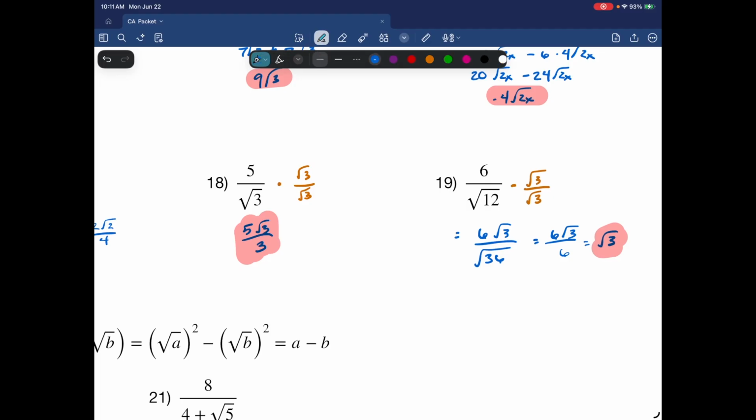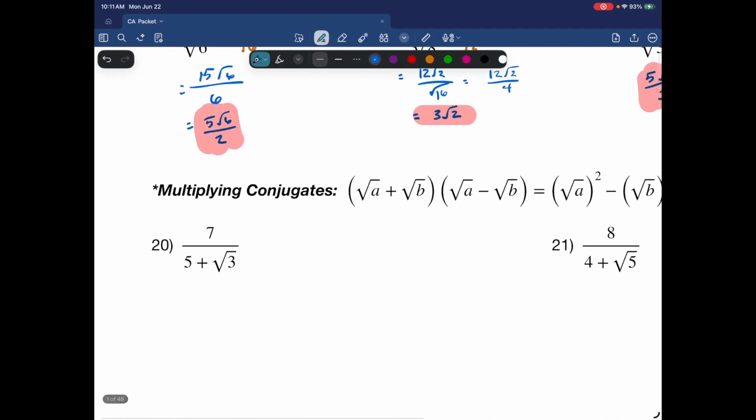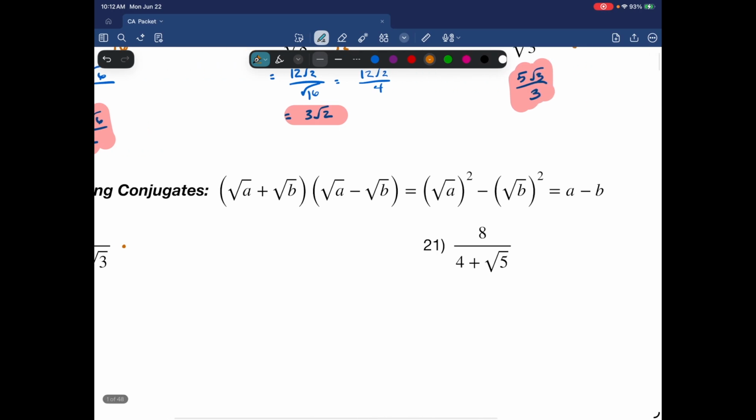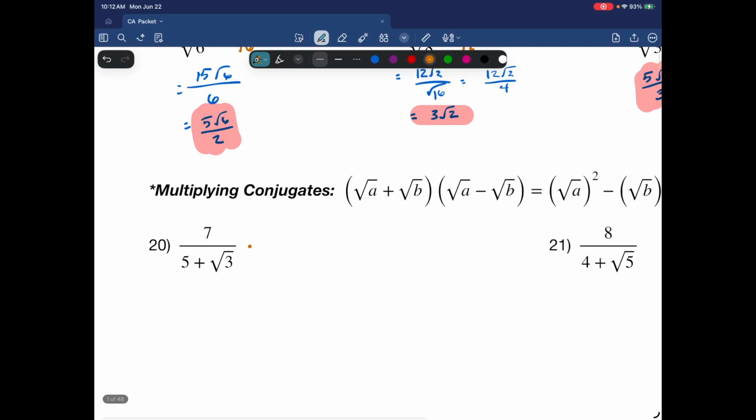All right. Now, what if you got something in the bottom that is a binomial? So here we have 5 plus square root of 3. And so what we're going to do is multiply by the conjugate. So up here, if it's a plus b, I'm going to multiply by a minus b, and what that results in is a squared minus b squared at the end, which means I'm going to end up with a real number. So I get rid of all my radicals that way.